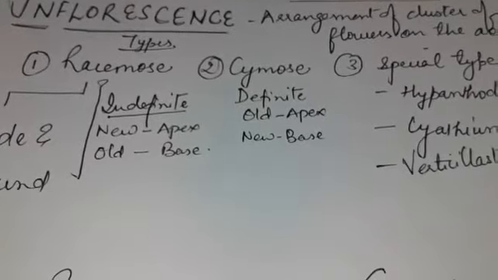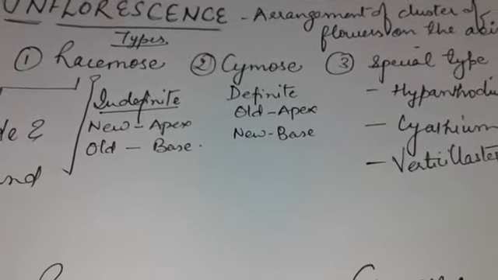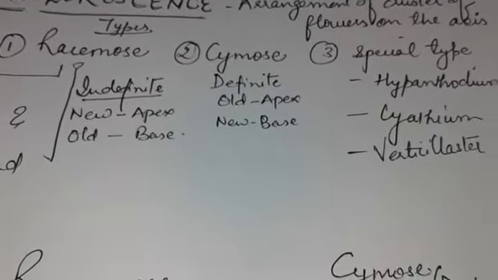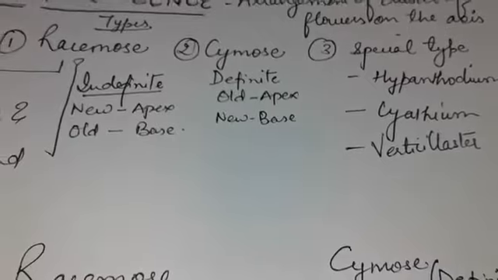Further, inflorescence is categorized into three types. First one racemose, second cymose and third one special category.